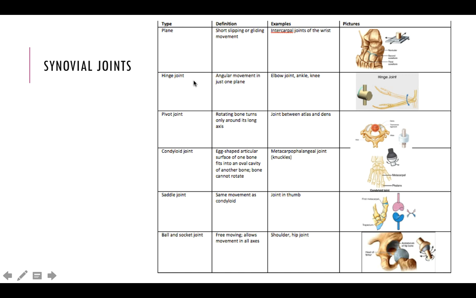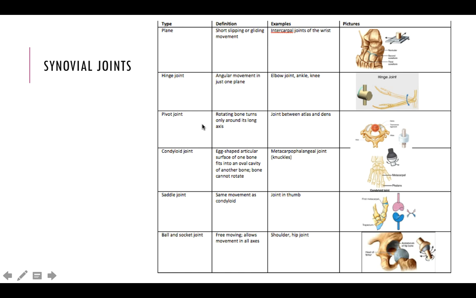The next type is a hinge joint. This is just like a door hinge, like your elbow or your knee or your ankle. They're going to move just like a hinge, in one plane. They're not going to be able to make a full rotation because they don't need to. So that's a hinge joint, and that's pretty self-explanatory. Elbow, ankle, knee, bam, you're done.